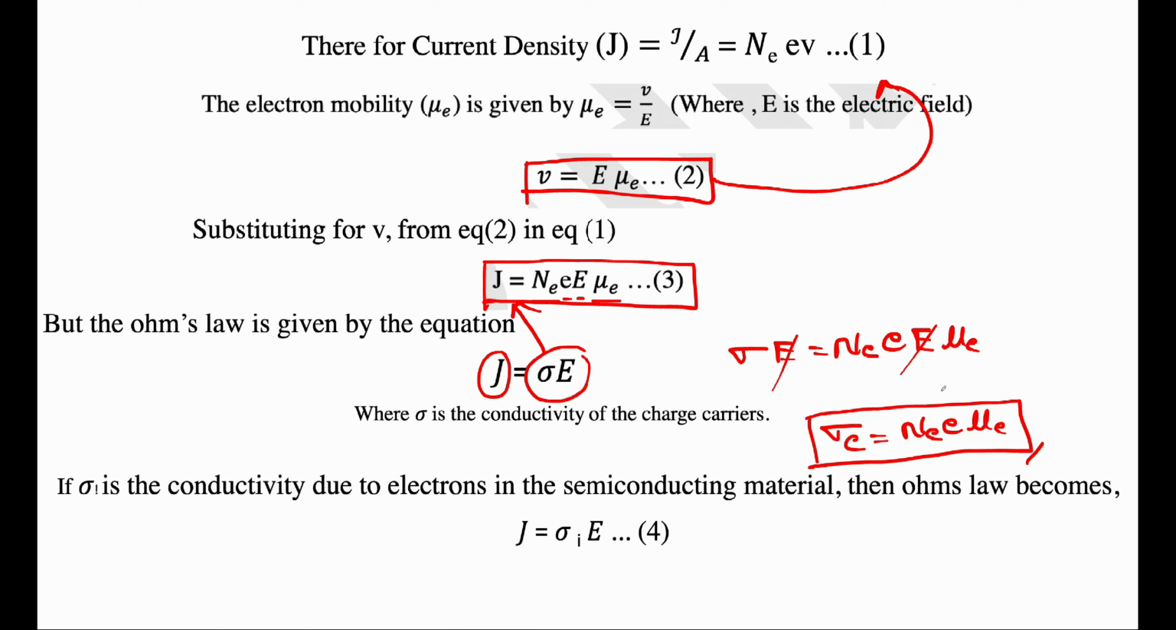Now let us find out the conductivity due to holes. In that case, we can replace E with H, so that the conductivity due to holes is equal to number of holes, charge of the holes, mobility of the holes. So these are the two equations which we got here.